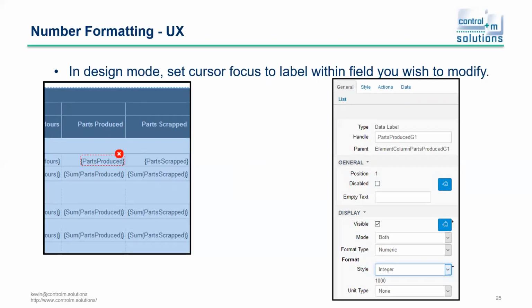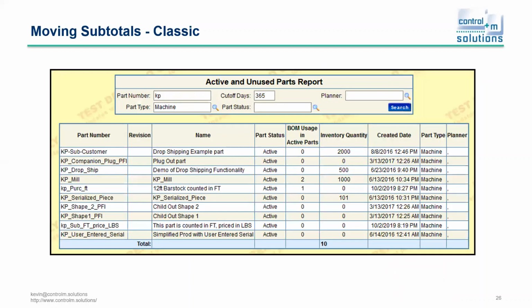And once we have the label selected, there is a format style, and we set that to be integer. And then when you run the screen, we'll see what we would expect to see. The number, if it's large enough, would have a comma in it.